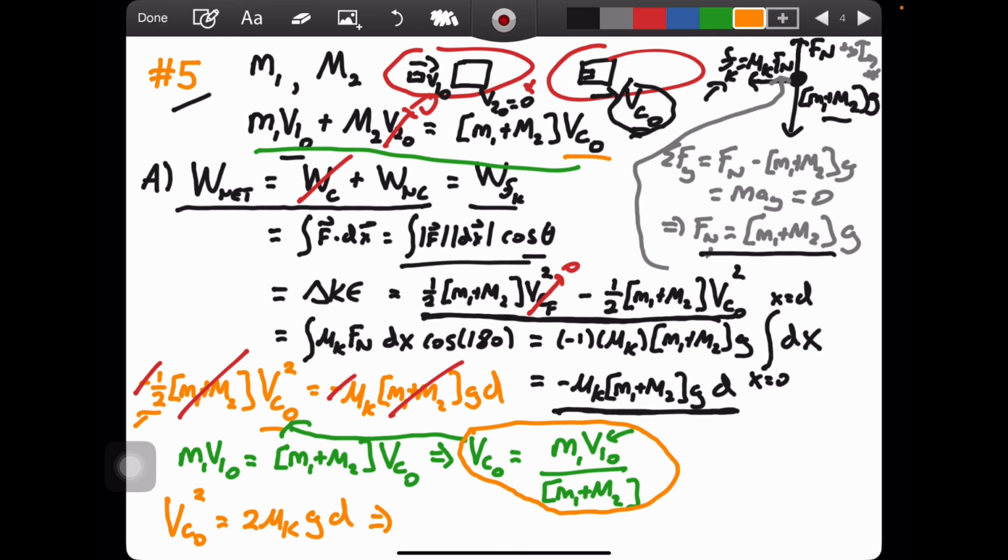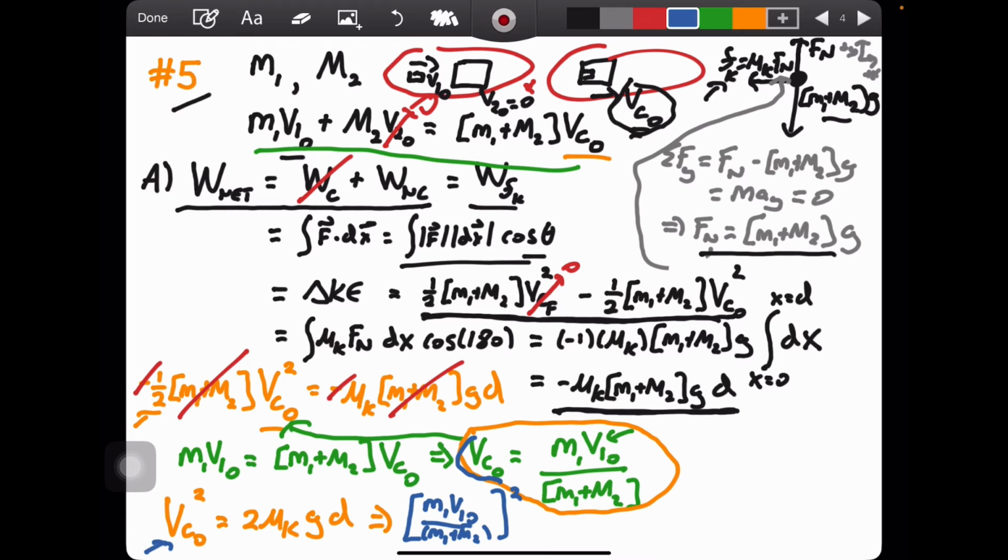When I do that, I'll change to another color here because we have a lot of numbers and symbols. To provide some contrast, I can say m1 v1 initial divided by the quantity mass of the bullet plus mass of the block, squared. Again, what I did is I took this expression right here. You see vc naught? I just substituted it.